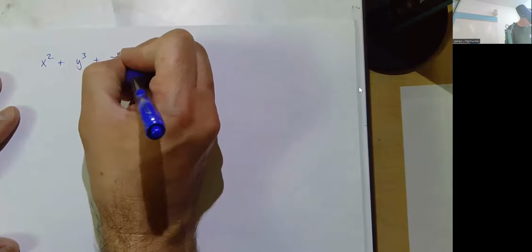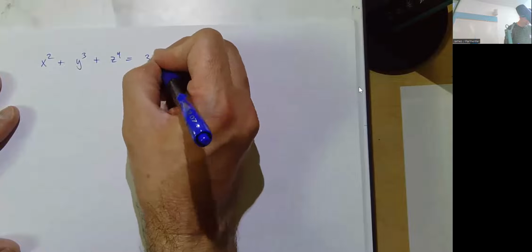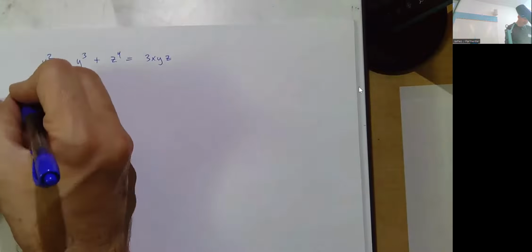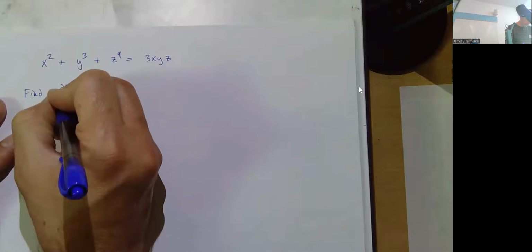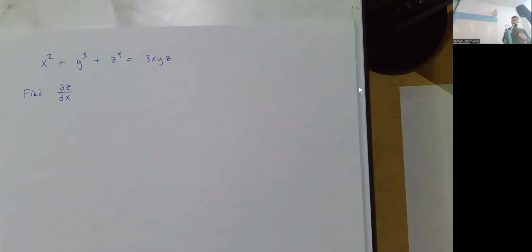Sure. Let's say we've got x squared plus y cubed plus z to the fourth is equal to 3xyz. And we want to find del z del x. And the reason I'm writing del z del x instead of dz dx is because if you solve this thing for z, you have to have z as a function of x and y. So that's why I'm writing del instead of d.